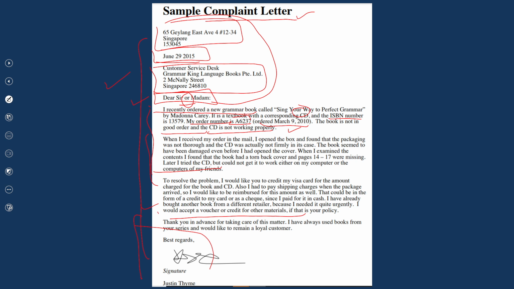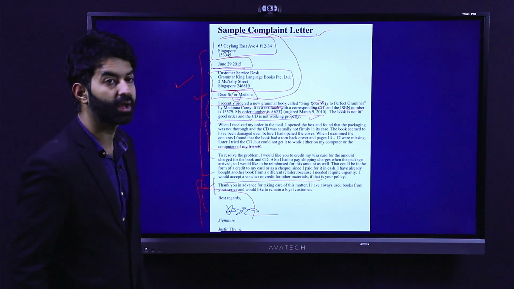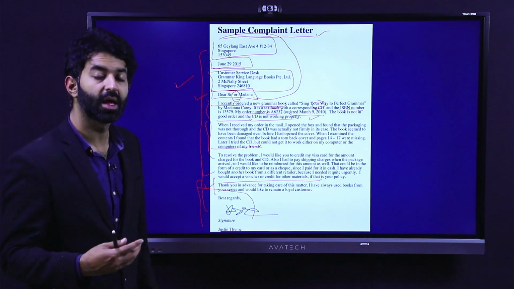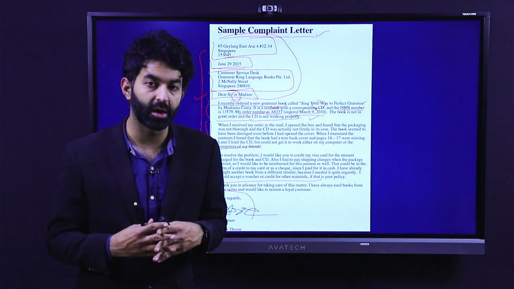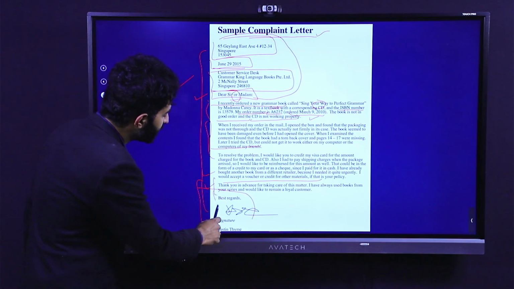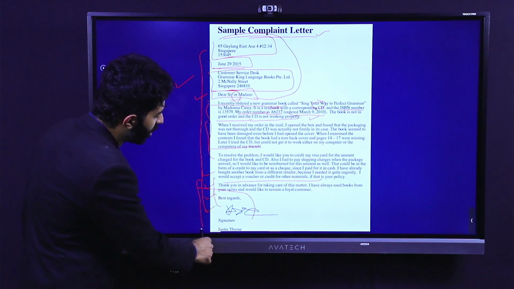And at the end, when everything is mentioned and your recommendation is also mentioned, then there is the closing paragraph. Thank you in advance for taking care of this matter. I have always used books from your series and would like to remain a loyal customer. So this is a very good conclusion and a very good closing paragraph. Then best regards, and then your signature with your name.